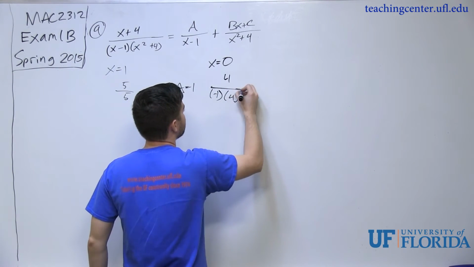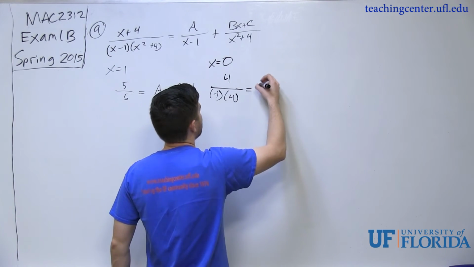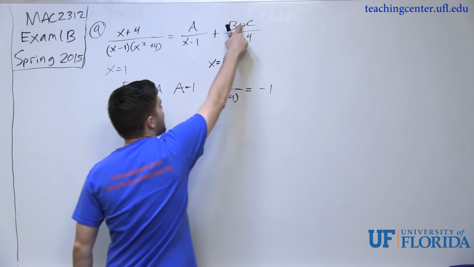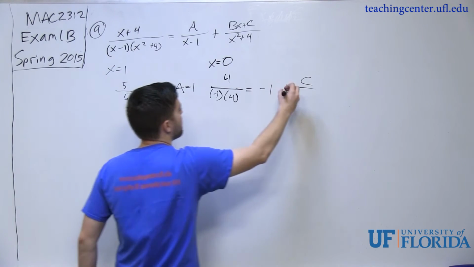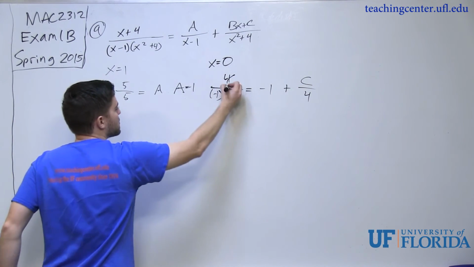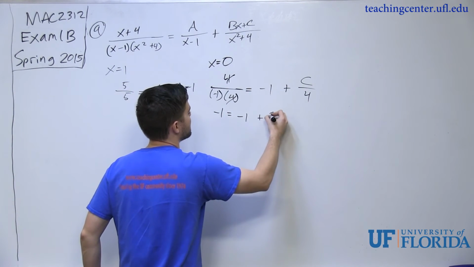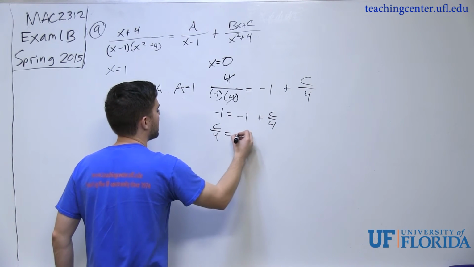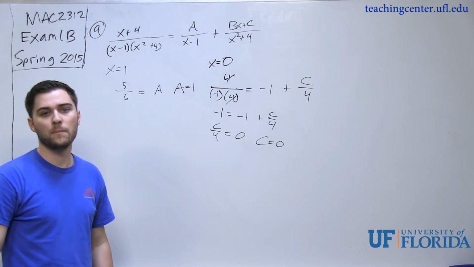That's negative 4. And that's equal to, I know what a is, that's 1, so that's 1 over negative 1, so that term is minus 1. B is times 0, plus c over 4. So these terms cancel. I end up with negative 1 is equal to negative 1 plus c over 4. If I add these terms, I end up with c over 4 is equal to 0. So that tells me that c is equal to 0.